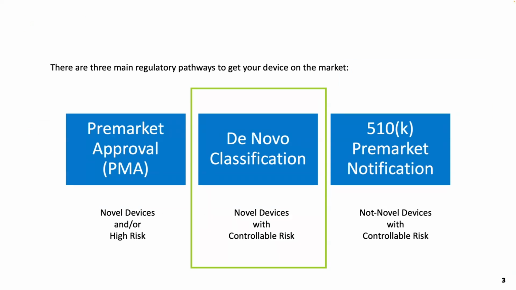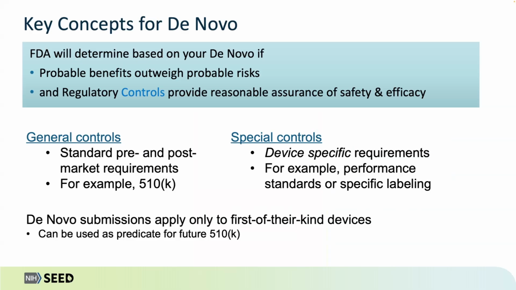There are three main regulatory pathways at CDRH. For first-of-their-kind products, the default path is PMA, which typically has the longest timeline. However, the de novo path is open to novel devices for which the risks can adequately be managed. When you submit a de novo application, the FDA will be evaluating whether probable benefits outweigh probable risks, and whether regulatory controls are able to provide reasonable assurance of safety and efficacy.